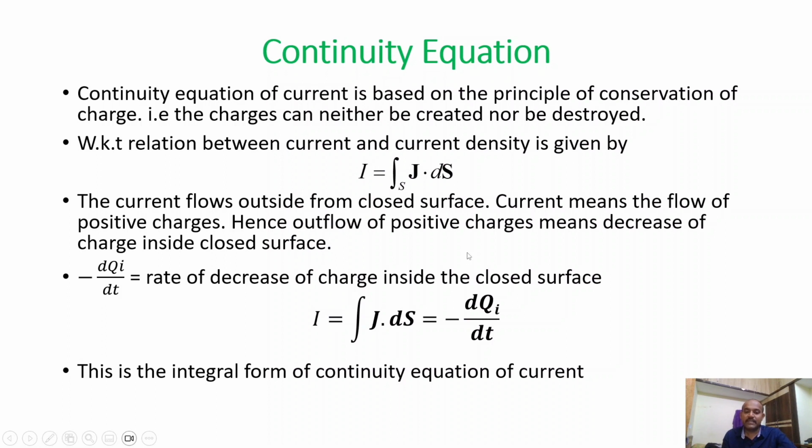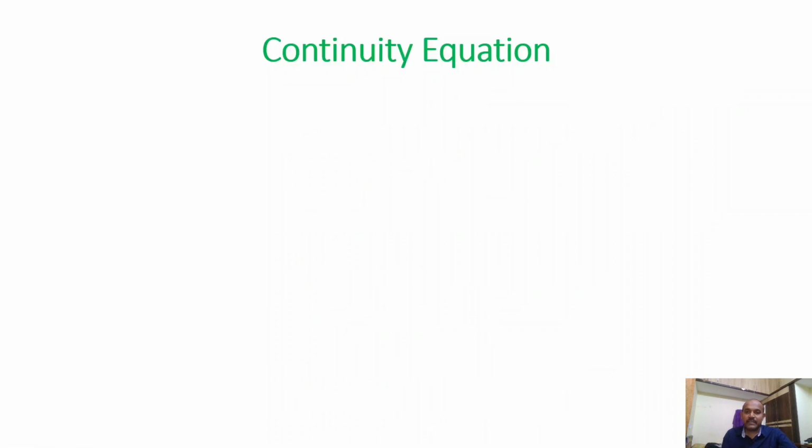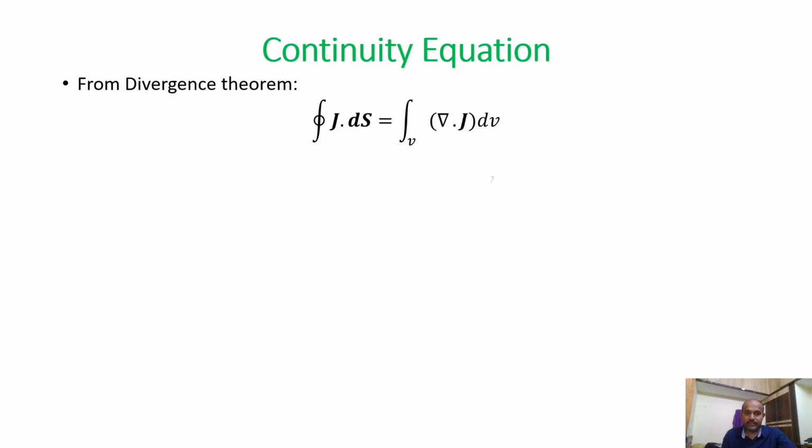So let us represent this equation in differential form, or point form, as we call it. For which we remember the divergence theorem. So what is the divergence theorem? We know that the closed surface integral of J dot ds is equal to the volume integral of del dot J dV. This is called the Gauss divergence theorem, which I have explained in the previous videos.